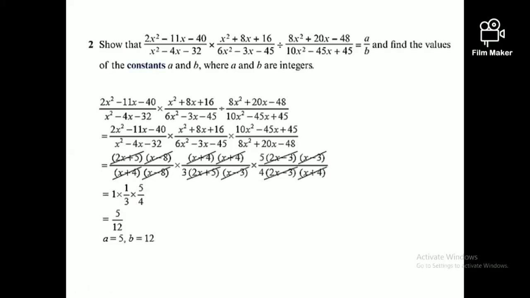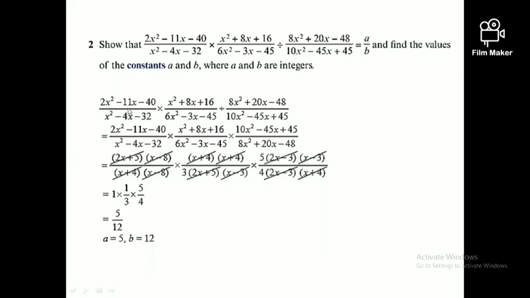If you come up with this kind of a simplification, show that (2x² - 11x - 40) divided by (x² - 4x - 32), multiplied by (x² + 8x + 16)(6x² - 3x - 45), then (8x² + 20x - 48) divided by (10x² + 45x + 45), right? Then if you want to do this simplification, you have to factorize all of these terms.